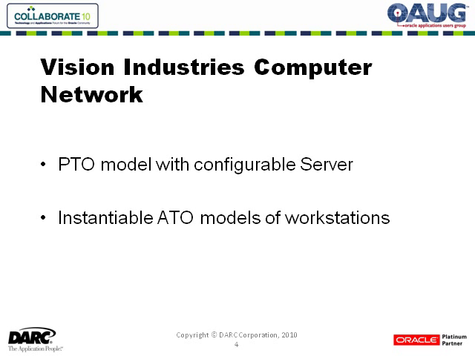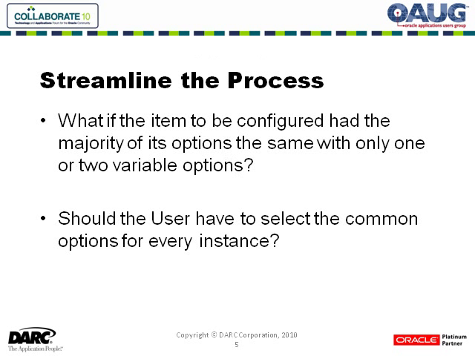Let's take a look at the Vision Industries computer network. This is pretty much how multiple instantiation was designed and what it was designed for. You have a PTO model with a configurable server, and then you have many instances of ATO models for workstations, and you have printers and so forth. This is a fantastic setup for how standard Oracle multiple instantiation works. But again, what if you have something that's a little bit different or unique? How could we streamline the process?